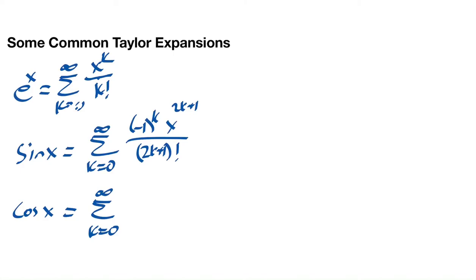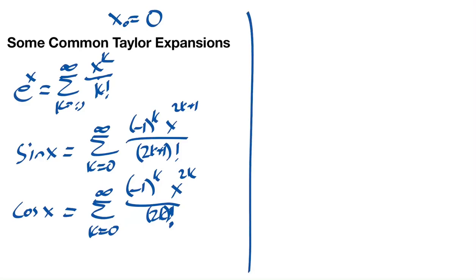Finally, cosine of x is the sum, as k goes from 0 to infinity, of (-1)^k x^(2k) over (2k) factorial. So this is almost the same as sine, except we're using the even terms. By the way, all of these were centered at 0. This is what we call a Maclaurin series. You probably remember that from calculus class. They're all called Taylor expansions, but if you center it at 0, then it's called a Maclaurin expansion. But there's a really nice result.